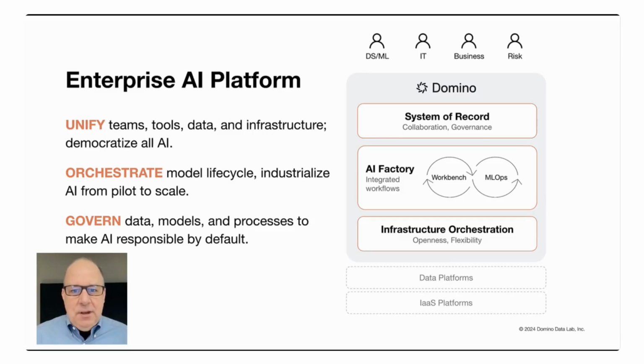Domino brings the latest innovations from the open source AI ecosystem to enterprises, along with infrastructure and data to deliver AI at scale, fast, responsibly, and cost effectively. Orchestrate model lifecycle across any infrastructure, on-prem and in the cloud, to industrialize AI from pilot to scale. Govern data, models, and processes to make AI reproducible and responsible by default. Today, we will walk through how a data scientist would build and deliver models in the Domino platform.